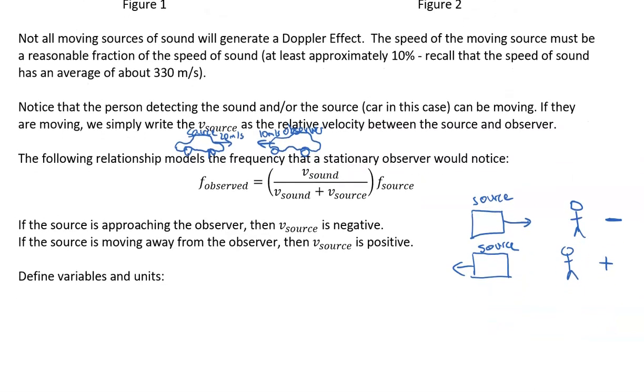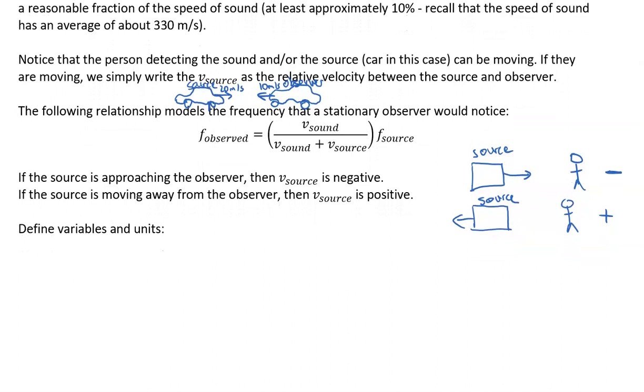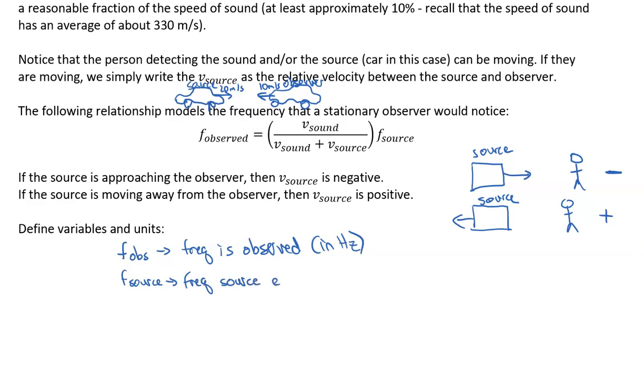So let's go ahead and just define the variables and units quickly. They should be relatively straightforward. The F of the observed is the frequency that is observed, and that's going to be in hertz. In the case of the F of the source, that's the frequency that the source emits. And that again is also in hertz, and we know that hertz is per second. And we know that the speed of sound is the speed of sound, just in words. That's in meters per second.